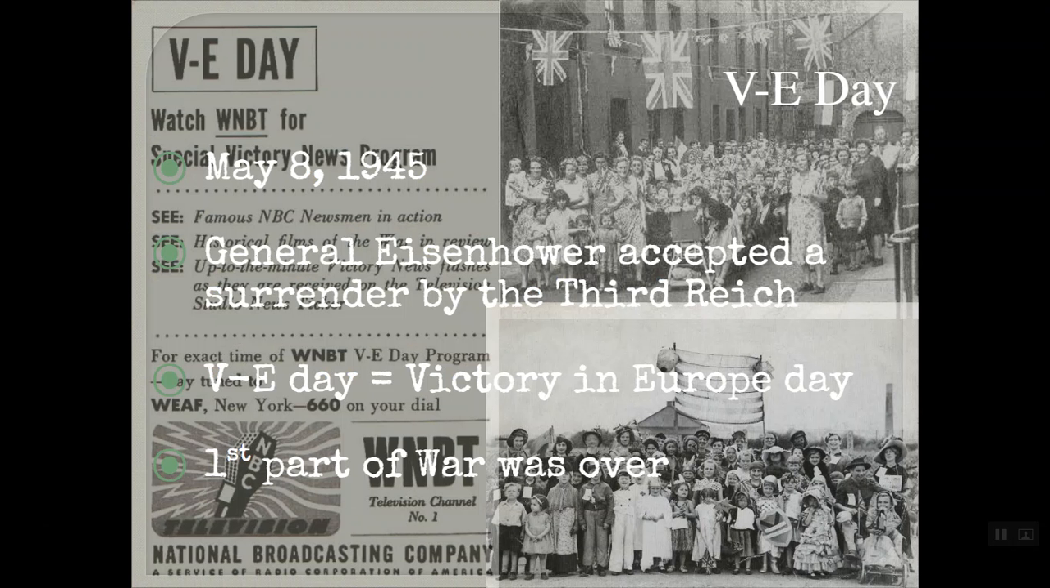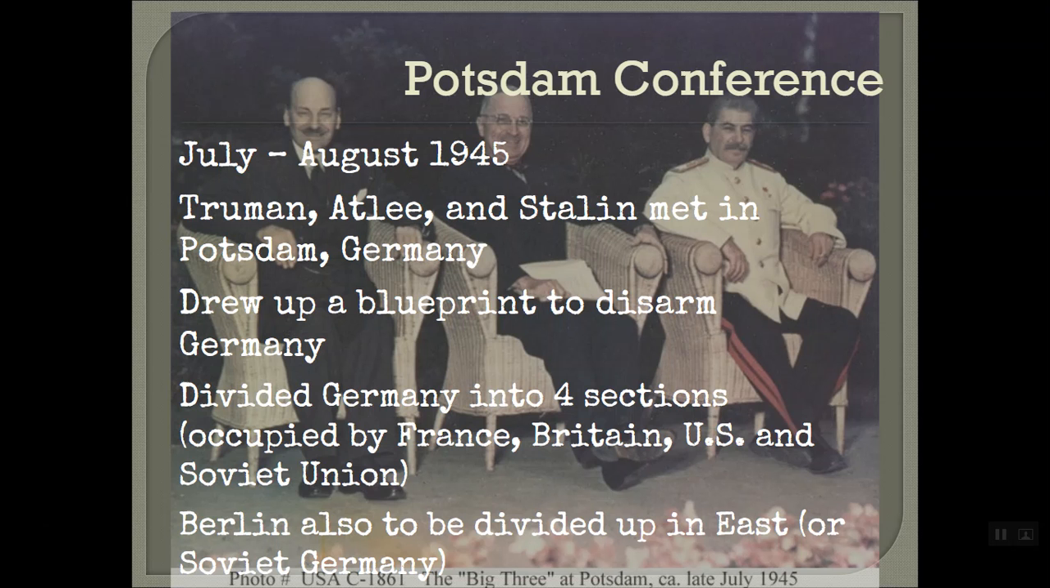By May 8th, 1945, the Allied forces had entered Berlin, and General Eisenhower accepts surrender by the Third Reich, the Nazis. This is known as Victory in Europe Day, VE Day, and it meant that the first part of the war was over. So the leaders of the Allied forces have to meet again, this time in Potsdam, to decide what to do with Germany.